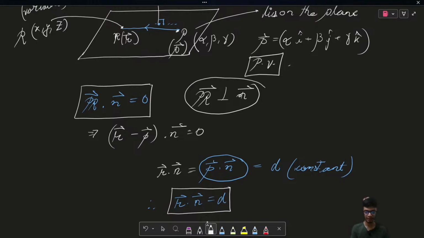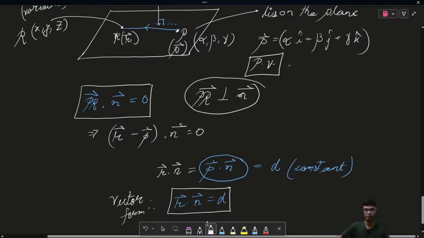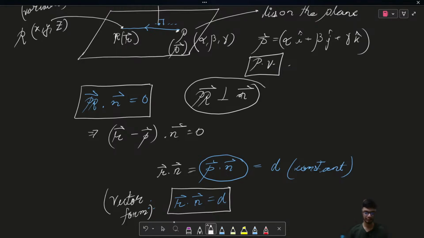All right. Is this part clear? Is this part clear to all of you? So this is how I can define the equation of the plane in the vector form. Okay. So this is the vector form of the equation of a plane. So this is how I obtained the equation of the plane in the vector form.